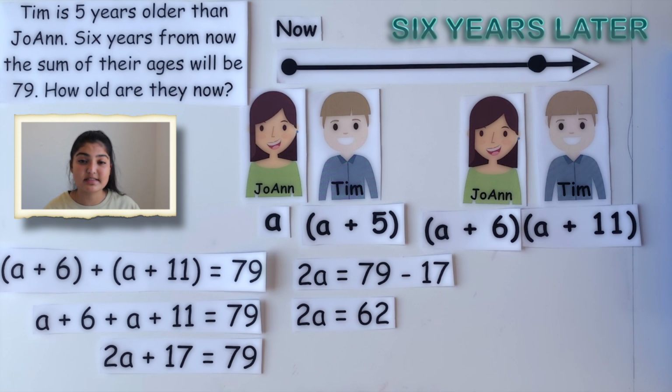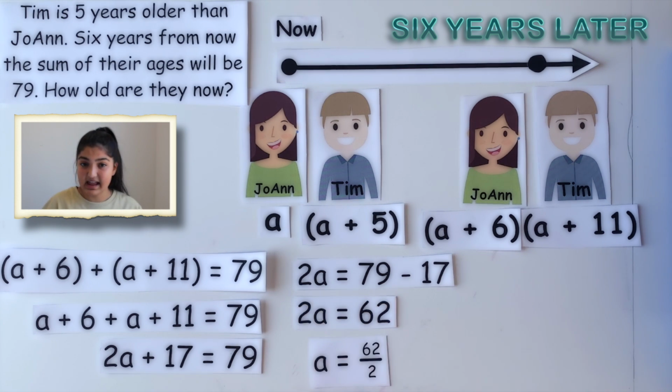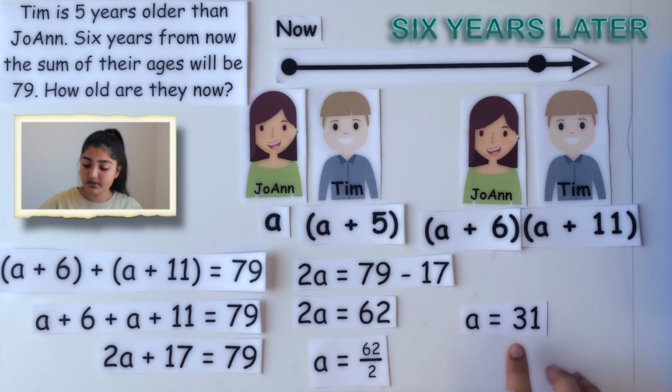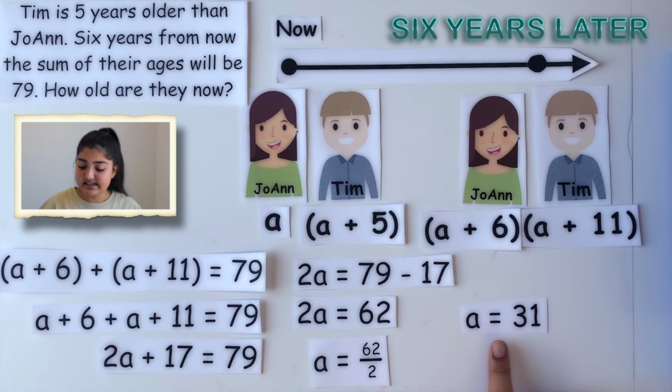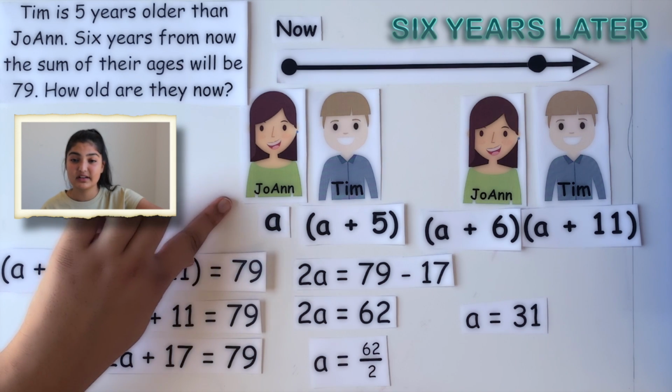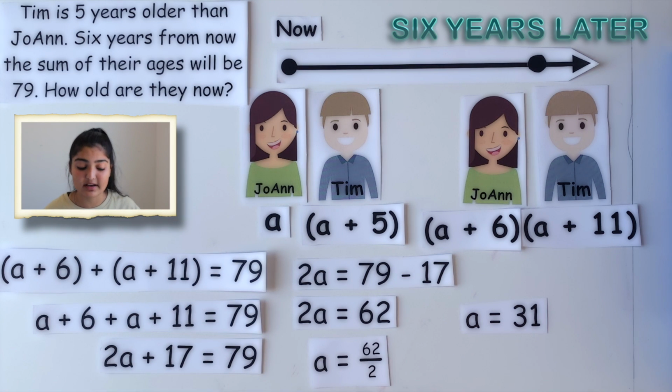But we want to know the value of A. So let's take 2 to this side of the equation. A is equal to 62 over 2, or A is equal to 31. So now we know how old JoAnn is now. She is 31 years old.